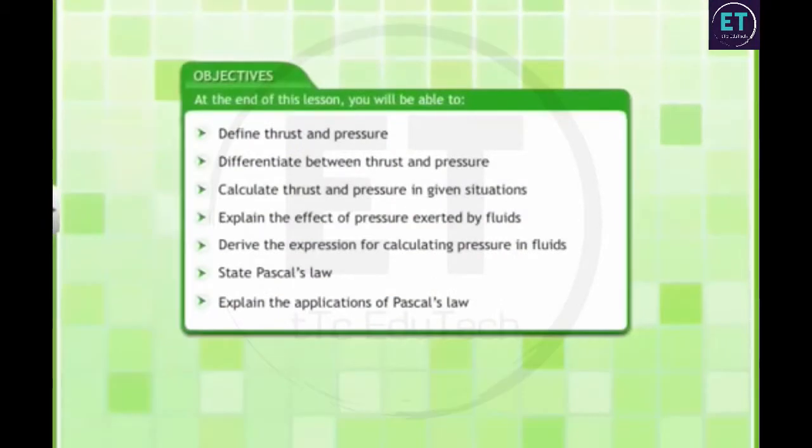At the end of this lesson, you will be able to define thrust and pressure, differentiate between thrust and pressure, calculate thrust and pressure in given situations, explain the effect of pressure exerted by fluids, derive the expression for calculating pressure in fluids, state Pascal's law, and explain the applications of Pascal's law.